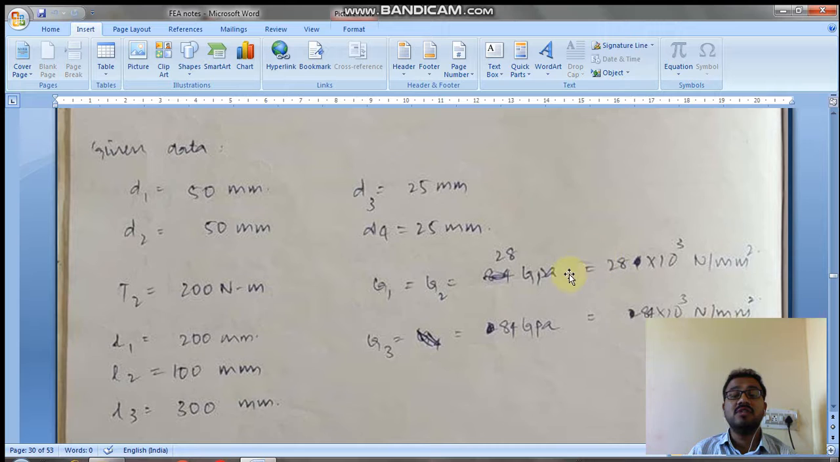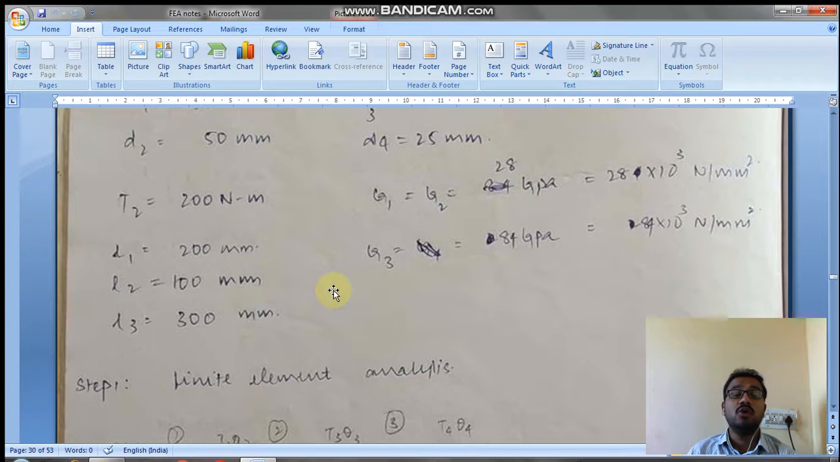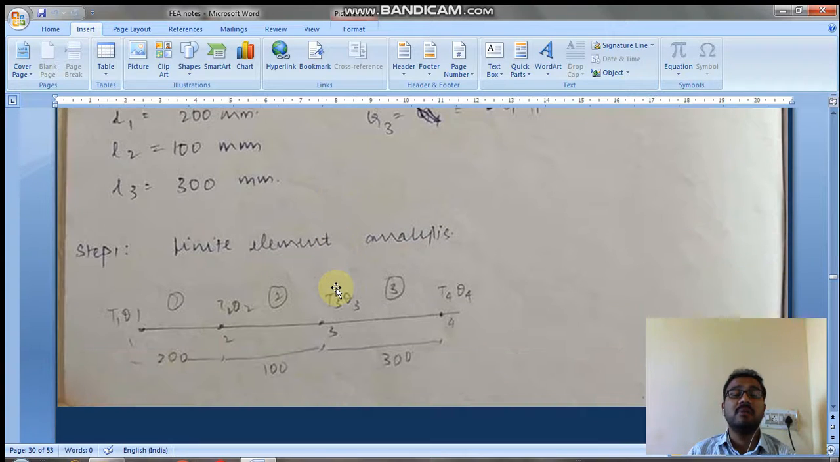The values given in gigapascal, as we discussed in the previous video on converting pascal or meter to mm: to convert gigapascal to Newton per mm square, it is just a multiplication by 10 power 3. L1, L2, L3 are given in the question itself, and I'll follow the same. The very first step is finite element analysis. I'll go with three elements: the first two elements consist of aluminium and the third element of steel.